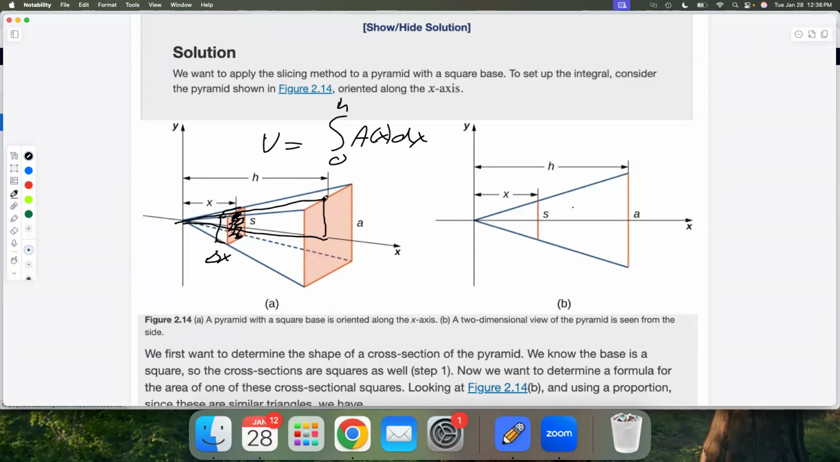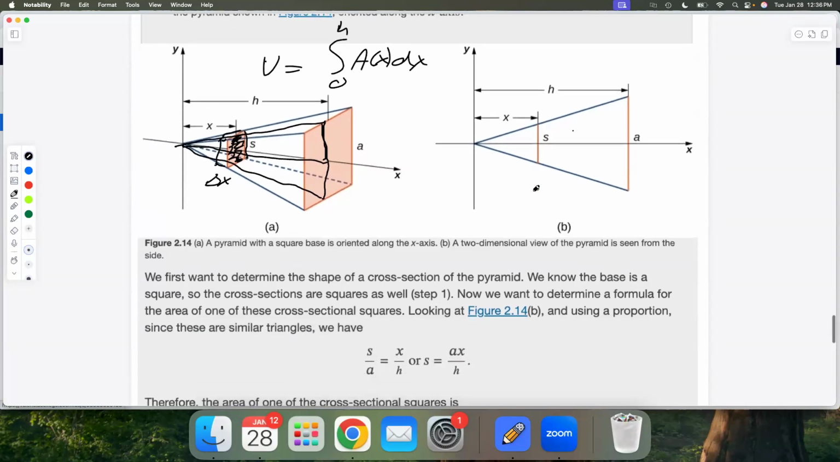I guess I lied to you. I guess I'm looking at this triangle. This entire side is a. This entire side is h. We're a distance x away. S is what we're calling that area right there. Well, s is this side. The area then, that's a square, will be s squared. So we're going to use similar triangles to find the length s here.